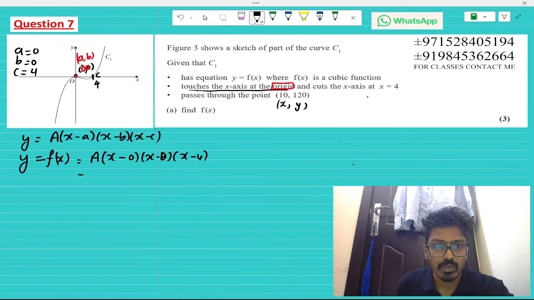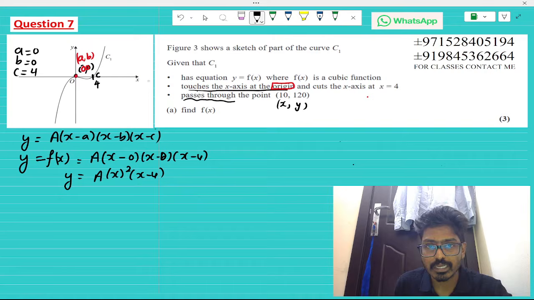So finally we get our cubic equation, which is a x squared (x minus 4). When you multiply this out, it will be x cubed minus 4x squared. So we got f of x equals a x squared (x minus 4). But this will not be our answer, since it is also mentioned that it passes through the point (10, 120). So here we have to plug in the values of x and y and find the value of a.